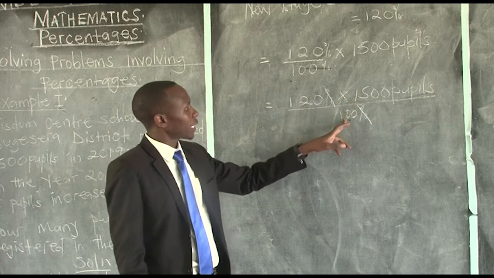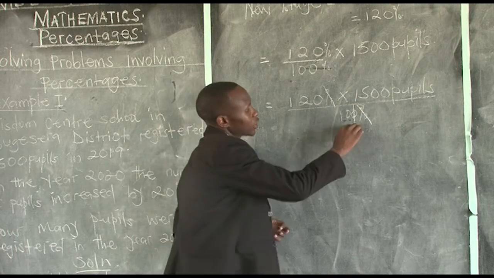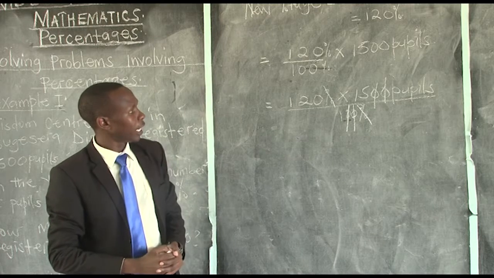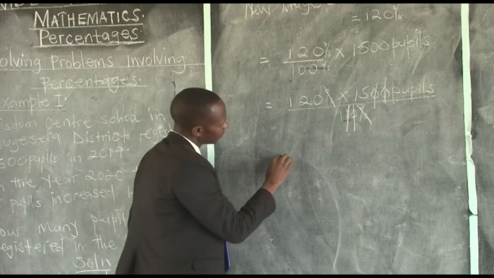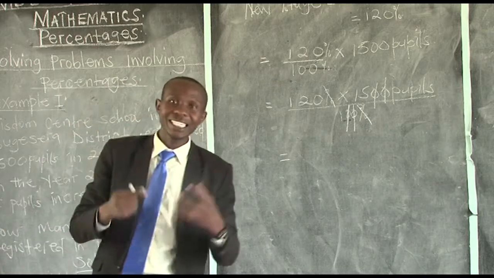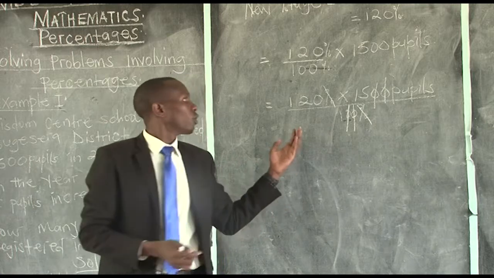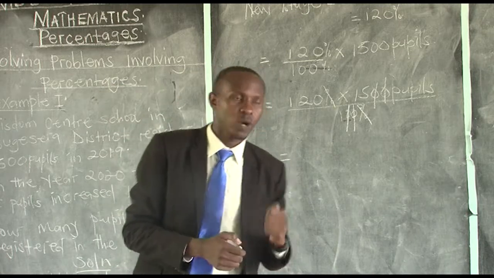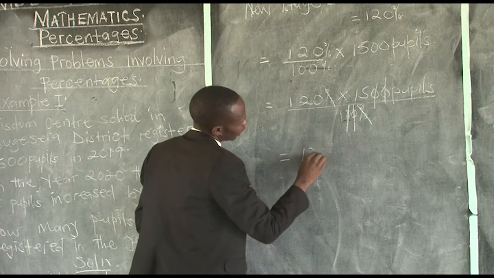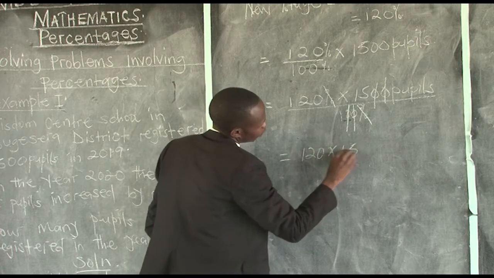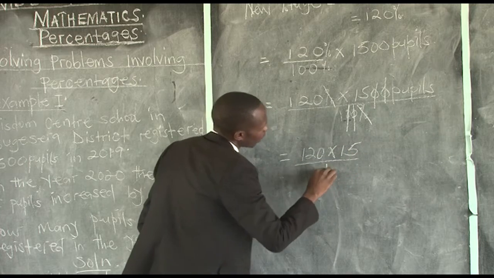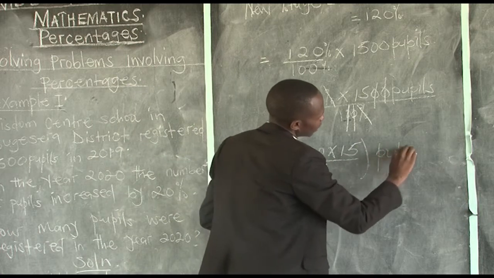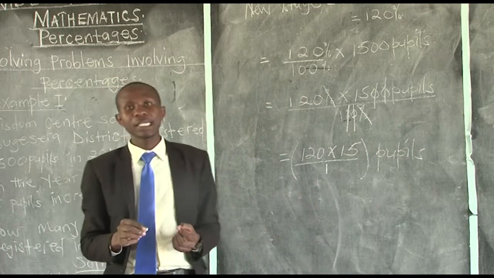At the same time, 100 contains two zeros. I'll cancel the first zero with the first zero, the second zero with the second zero. After that, we shall come to identify the next step. The next step is now 120 times 15 divided by 1. We shall have 120 times 15 divided by 1. And all this will give us pupils. Don't forget units. In this case, pupils becomes our units.